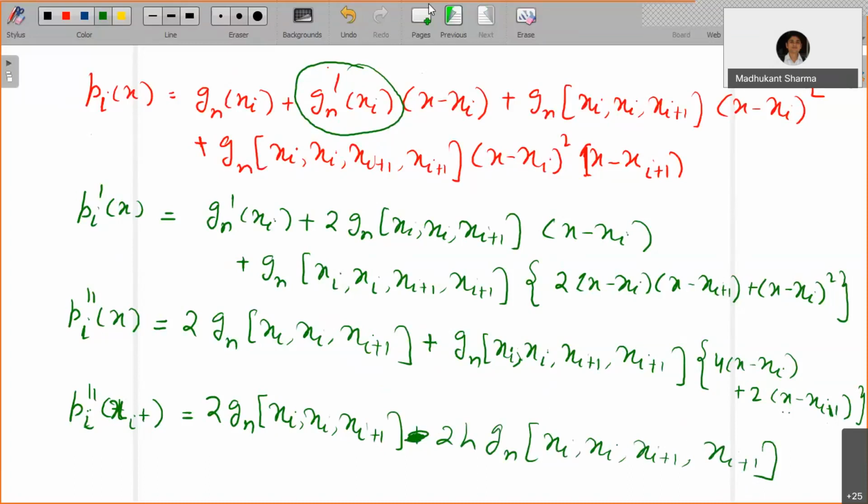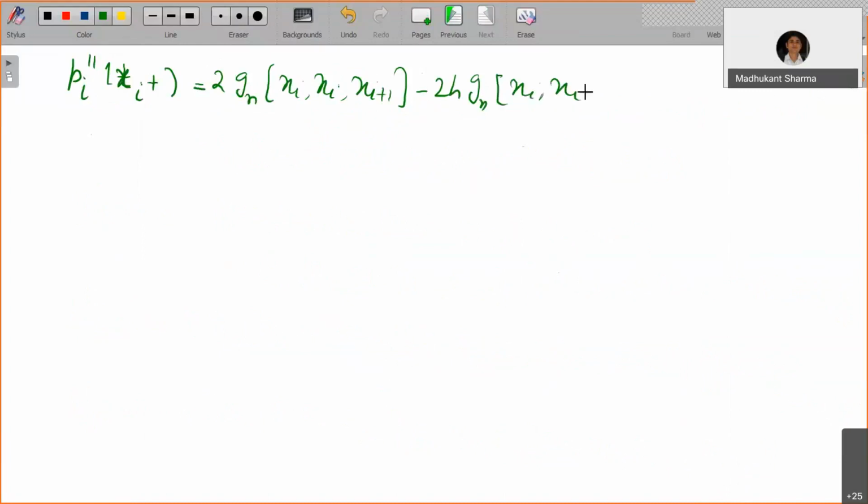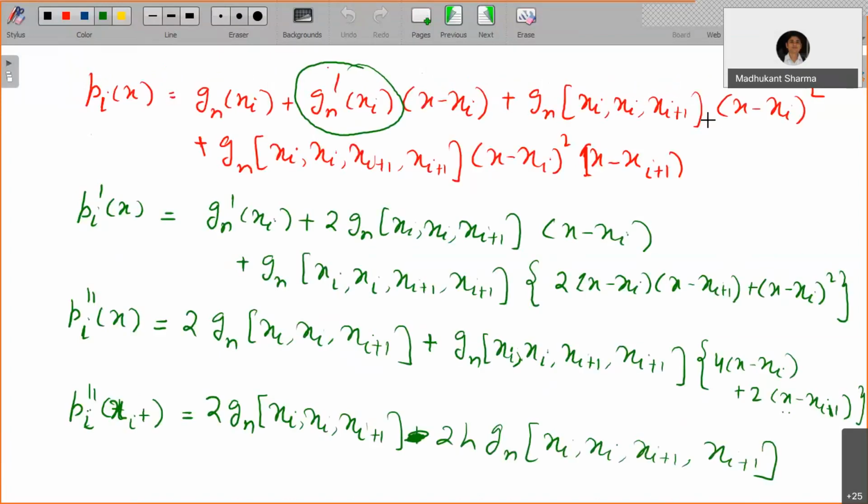Let's write this in the next piece. So what we have observed is pi double dash at xi plus is equal to 2 times gn xi comma xi comma xi plus 1 minus 2h gn xi comma xi comma xi plus 1 comma xi plus 1. So this is what we have got for xi plus.